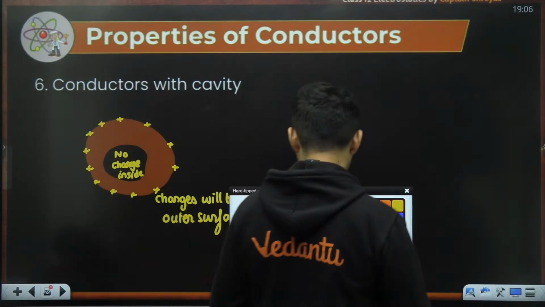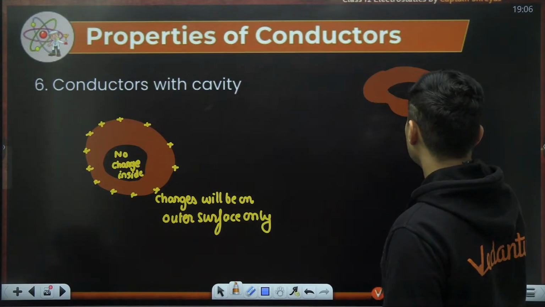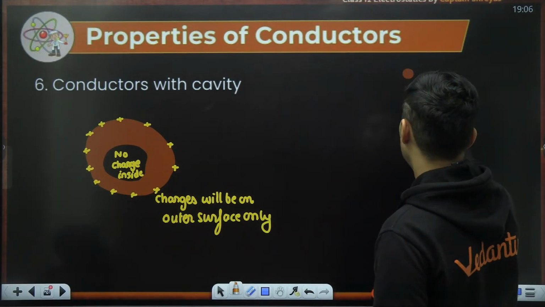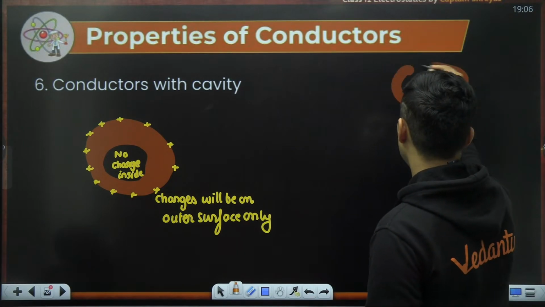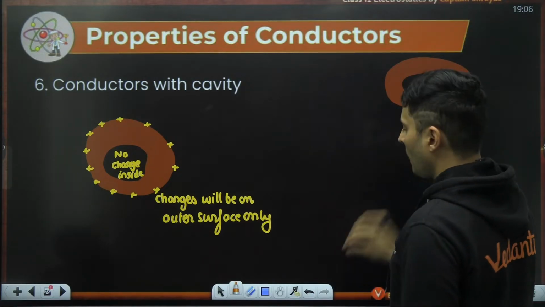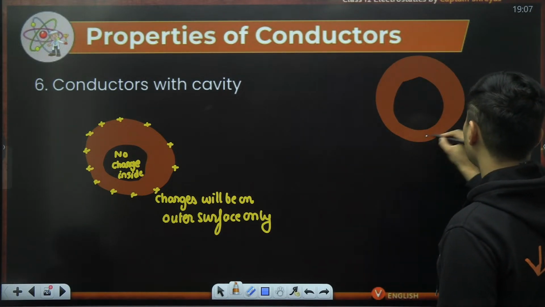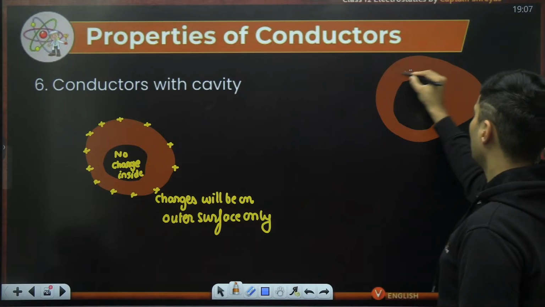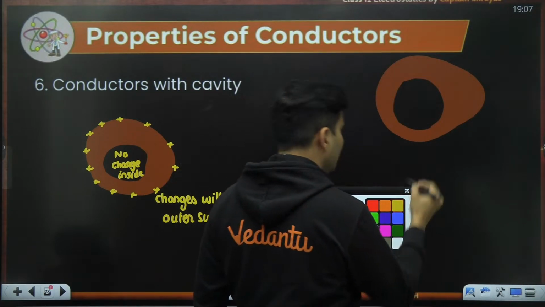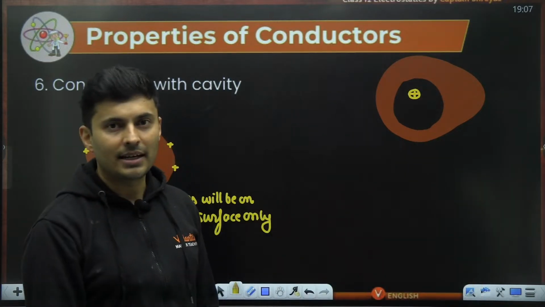Versus, imagine a scenario where you have a conductor like this. Wait 1 second. I'll draw a big one because I need some space. Where you have a conductor with some cavity inside. But this time, imagine there is some charge over here. Extra charge is there inside the cavity.